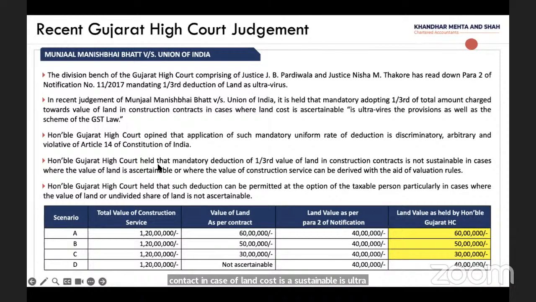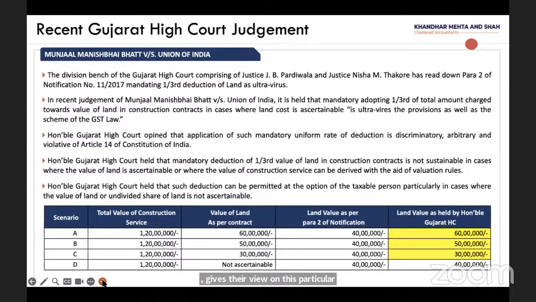So the Gujarat High Court said that mandatory deduction of one third of the value of land in a construction contract is not sustainable in cases where the value of land is ascertainable and where the value of construction service can be derived with the aid of valuation rules. So this has been ruled. Now, obviously, the department has approached the Supreme Court, and this matter is pending with the Supreme Court as of now. So we will see what view the Supreme Court gives on this ruling.